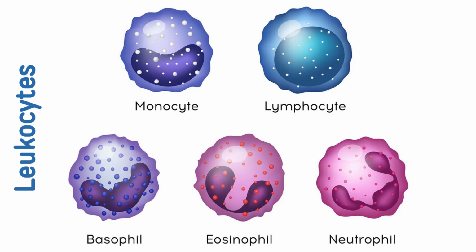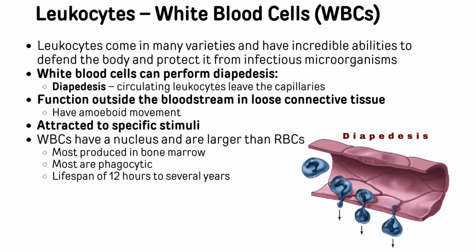So back to the white blood cells, or the leukocytes. We're going to be looking at, again, the granulocytes: basophils, eosinophils, and neutrophils, and also the agranulocytes, the ones that don't really have granules that are a part of their function, the monocytes and lymphocytes. First, let's talk about just white blood cells or leukocytes in general.